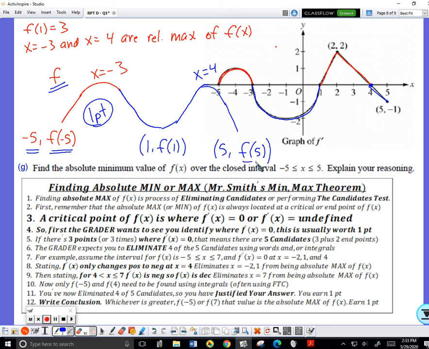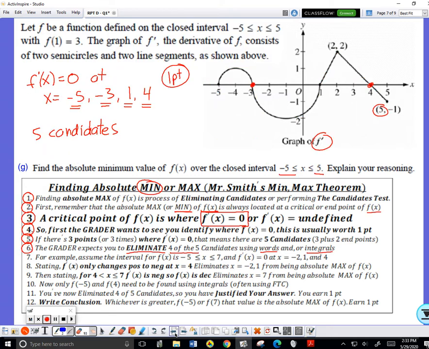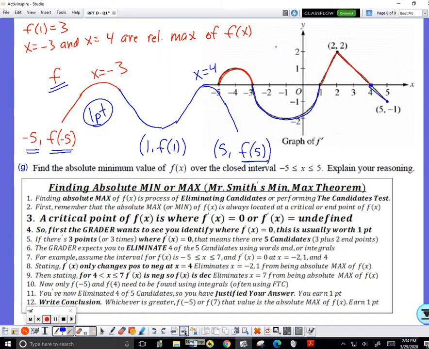We also have to find f of 5. Check the problem again. We're supposed to find the absolute minimum value. That means the y-coordinate, the absolute minimum value of f of x. So one of these 3 values will be lowest. Either this will be the lowest, this, which we know is equal to 3, or this will be the lowest. One of those 3 is going to be the lowest point on f.